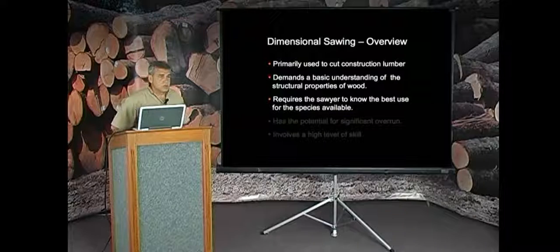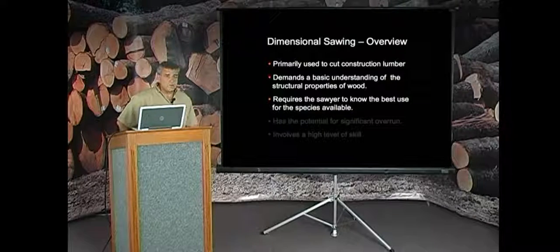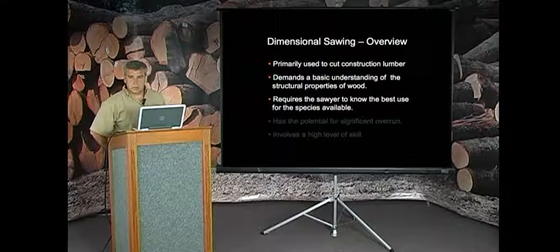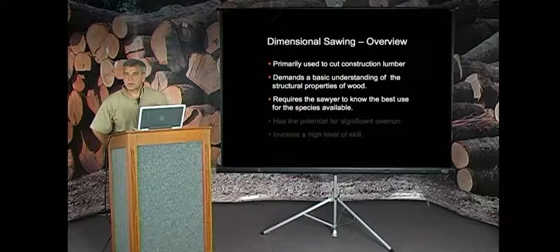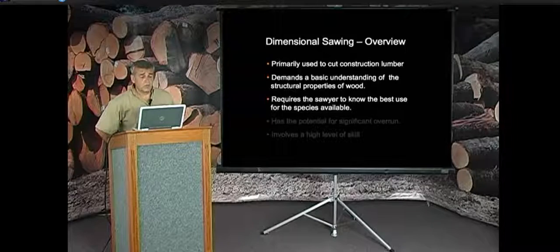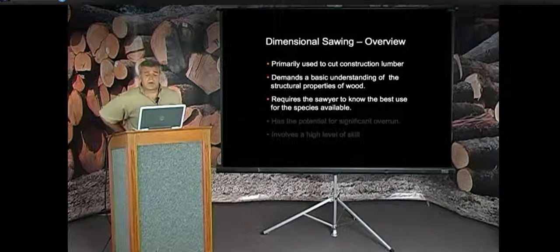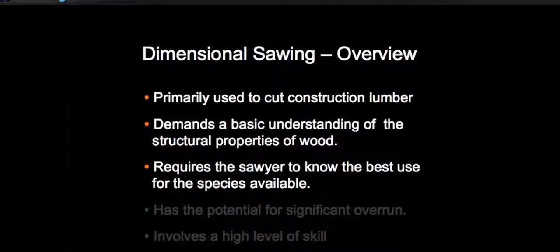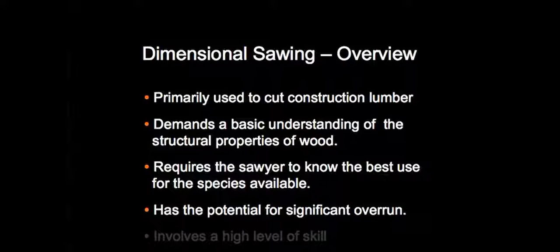What would we choose to make our wall studs versus our floor joists, et cetera, and then decay resistance. What species would we choose to be the exterior siding, or potentially even the roofing material if you're using a wooden roof. So it requires the sawyer to know the best use for the species available, and it has the potential for a significant amount of overrun.